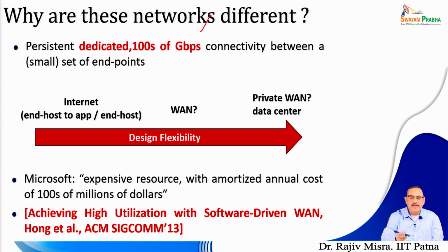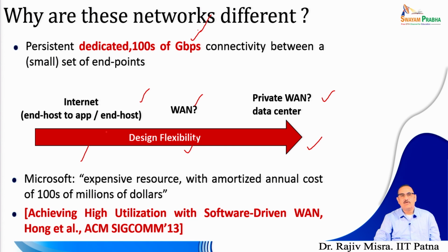So, it is persistent, dedicated tens of gigabits per second connectivity between a small set of endpoints. Here you can see why the wide area network is needed: a private wide area network is required, or let us say the internet can still be used. If it is a private wide area network between data centers, then the design flexibility will be more. If it is internet-based protocols that are used, then the design flexibility will be less.